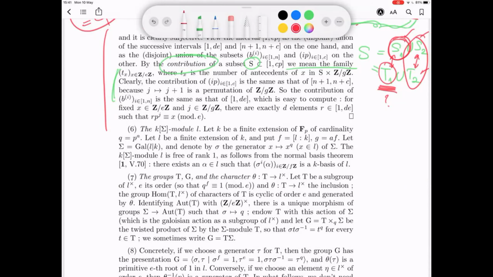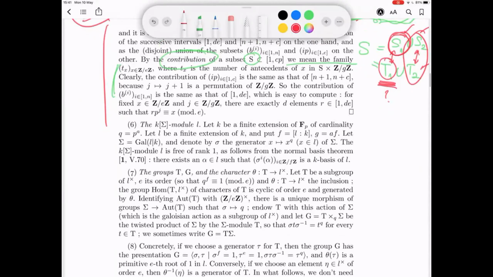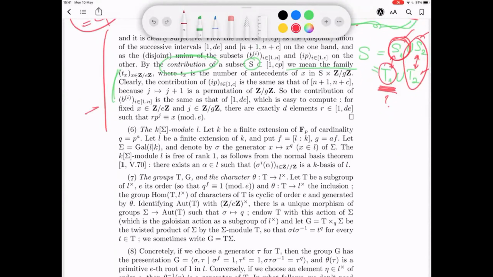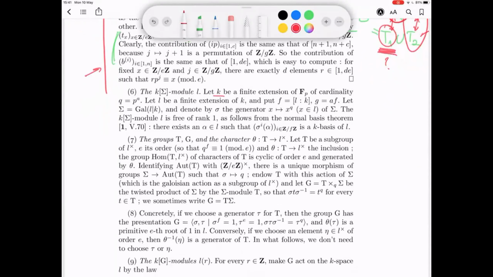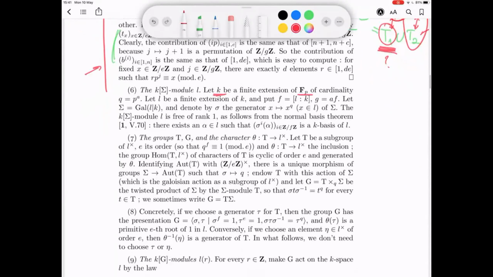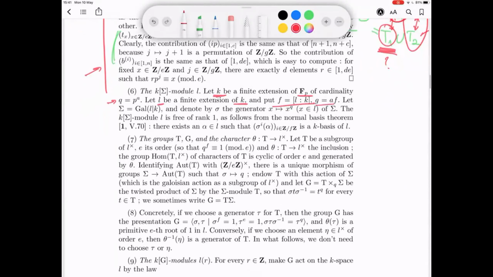Now that is purely, it has nothing to do with finite fields or p-adic fields or anything. It just has to do with integers. Now I have a finite extension K of Fp. Q is the number of elements in this. L is a finite extension of this K, and F is the degree, and G is A times F. So G is A times F. It means that the number of elements in L is p to the G, right?